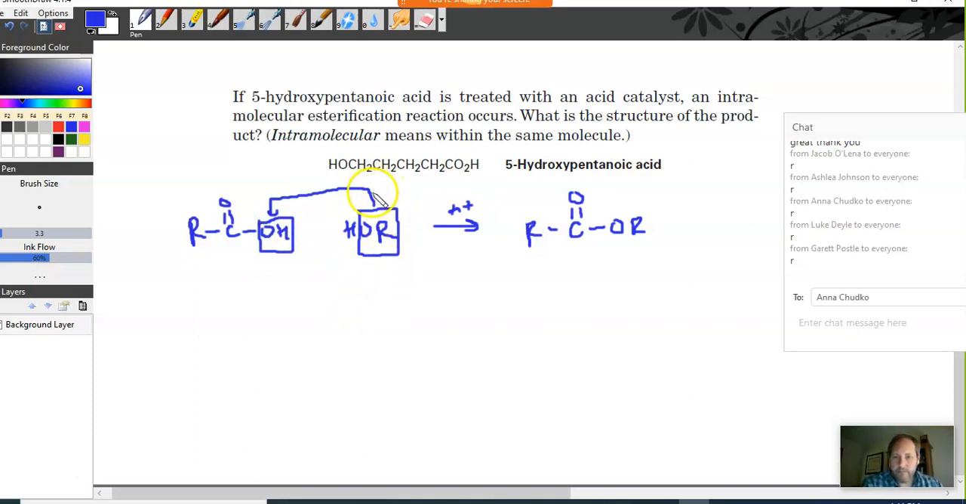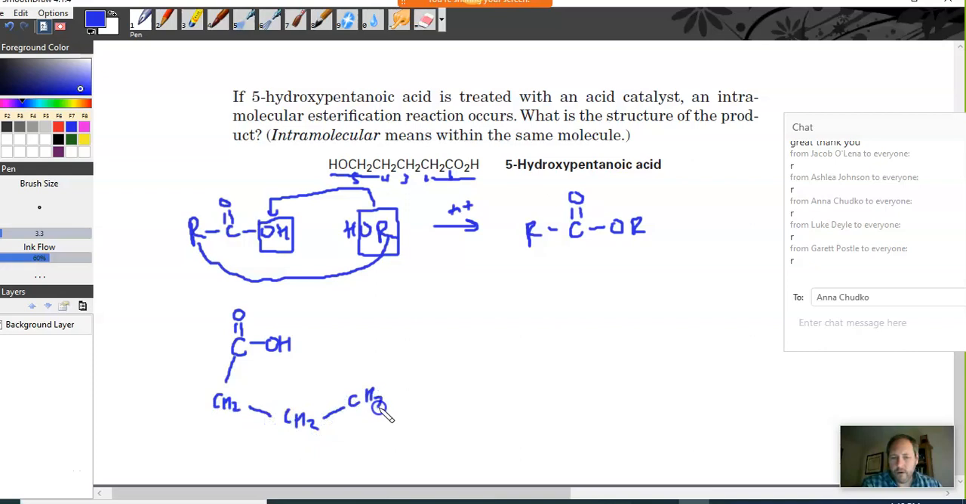So in this case, you have an alcohol on this end of the molecule, and you have the carboxylic acid on the other end. So it's basically the same reaction, except these R groups just happen to be attached to each other. It's the only thing that is different. So I'm going to flip this molecule around so it looks like this. So you have your carboxylic acid group, which is this. This is carbon 1, carbon 2, carbon 3, carbon 4, carbon 5. So here's carbon 2, here's carbon 3, here's carbon 4, and here's carbon 5.